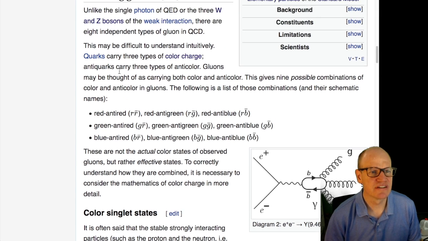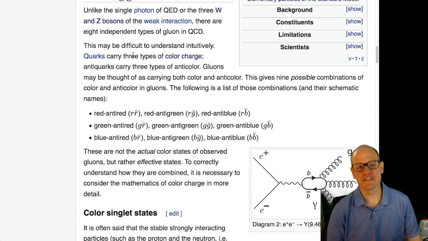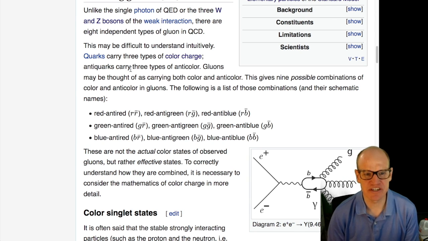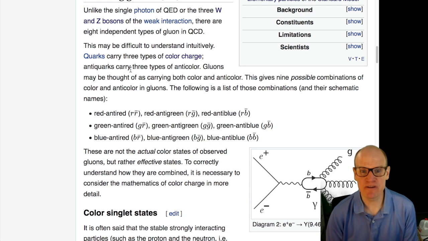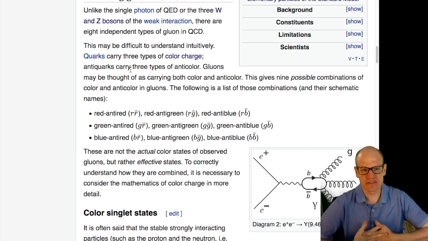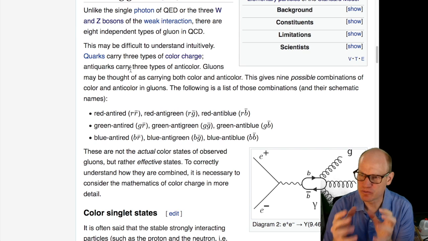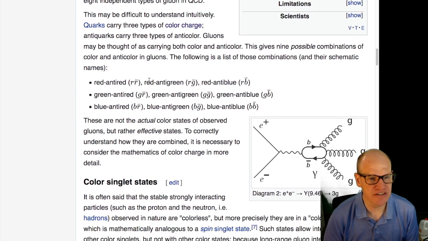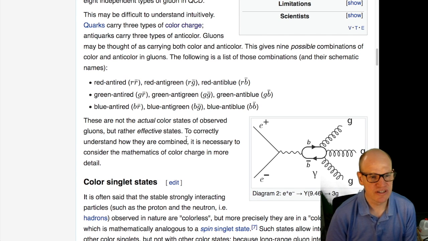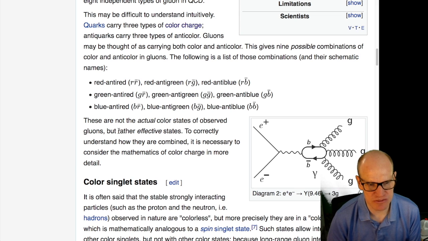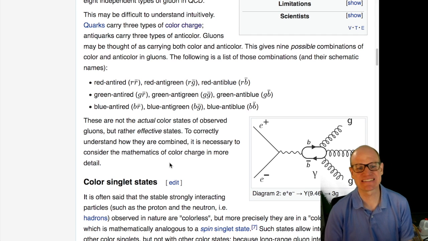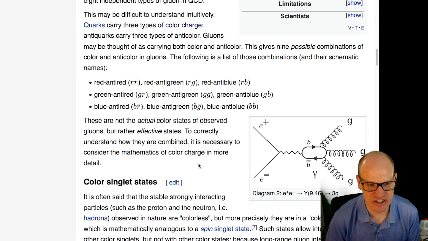This may be difficult to understand intuitively. Quarks carry three types of color charge. Antiquarks carry three types of anticolor. Gluons may be thought of as carrying both color and anticolor. This gives them nine possible combinations of color and anticolor. However, one of those degrees of freedom is removed, and so you actually only get 8 gluons instead of 9. The combinations are here: red anti-red, green anti-green, red anti-blue, green anti-red, and so forth. These are not the actual color states of observed gluons, but rather effective states. To correctly understand how they are combined, it is necessary to consider the mathematics of color charge in more detail.